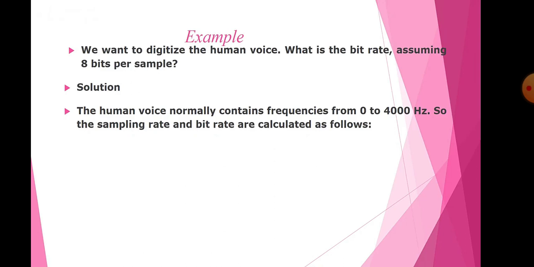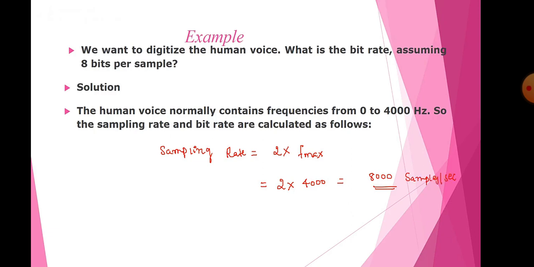We want to digitize the human voice. What is the bit rate assuming 8 bits per sample? The human voice normally contains frequencies from 0 to 4000 Hz. So therefore, we can compute the sampling rate. It will always be twice the maximum frequency. So that means 2 into 4000 hertz, so that is equal to 8000 samples per second.